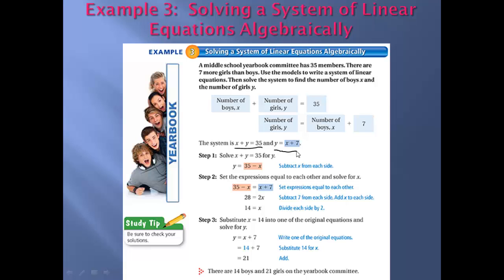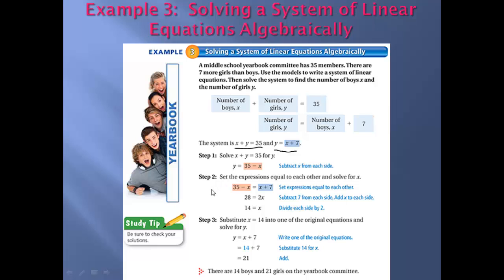So our first step is to solve one of the equations for y. The second equation is already solved for y, so we can just go ahead and solve the first one. So we're going to solve x plus y equals 35 for y. When we solve that for y, we're going to be subtracting x from both sides. So we get y equals 35 minus x. We could also write this as y equals negative x plus 35.